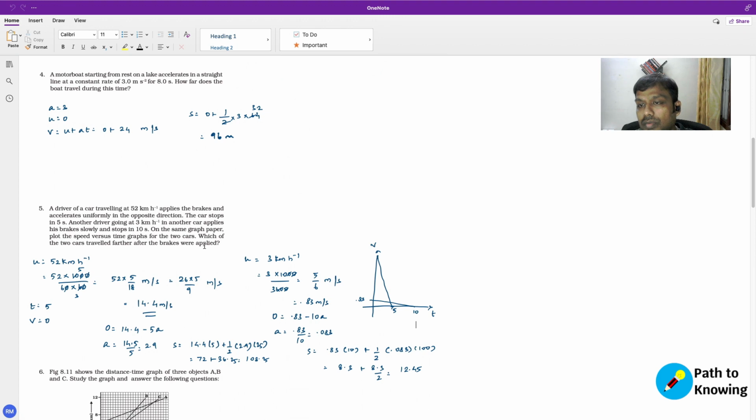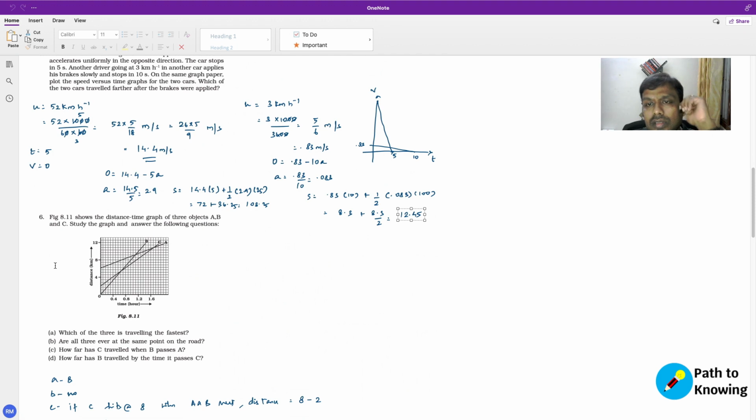And to answer the second part, which of the two cars traveled farther after the brakes were applied? We saw that the first car traveled a distance of 108 meters to come to a halt, while the second car traveled 12.45 meters to come to a complete halt. So the first car traveled farther when the brakes were applied.